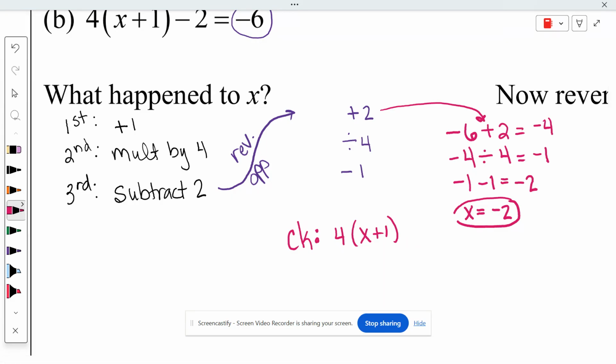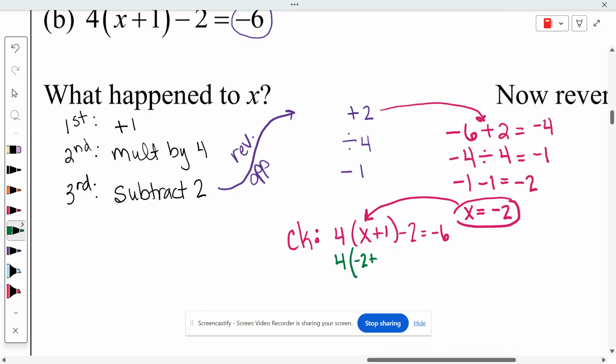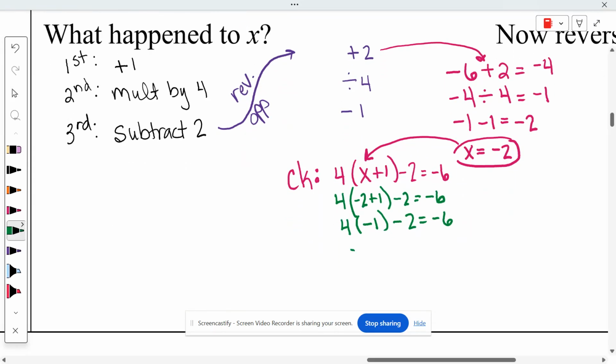Minus 2 equals negative 6. Well, we're going to let x equal negative 2. So 4 times the quantity of negative 2 plus 1 minus 2 equals negative 6. Well, negative 2 plus 1 is negative 1. So I have 4 times negative 1 minus 2 equals negative 6. But what is 4 times negative 1? Well, that's negative 4. Negative 4 minus 2 equals negative 6.